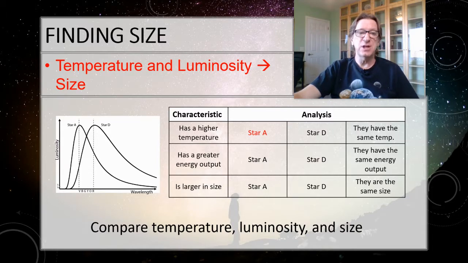Now when we're looking at energy output, we're looking at the luminosity. Both of them come right here. Star A has this luminosity, star D has this luminosity. So they're the same energy output because they both reach the same height here. Now comes the trickier one. Which one must be larger in size?